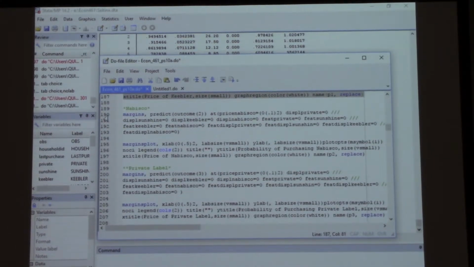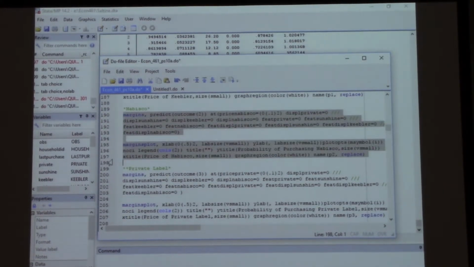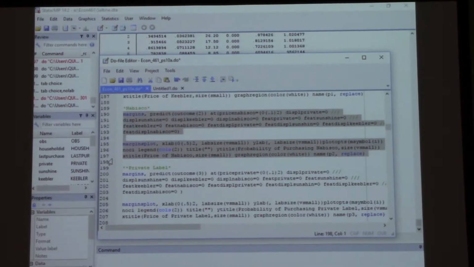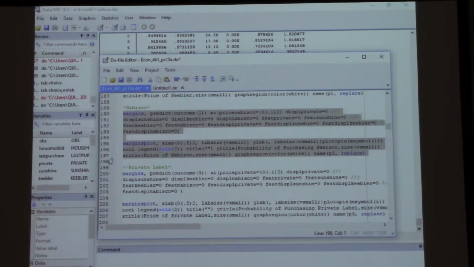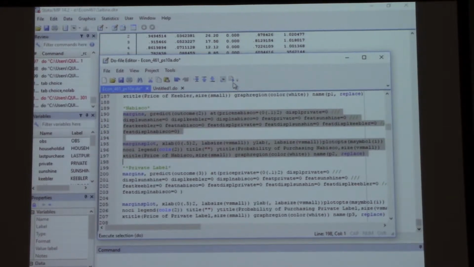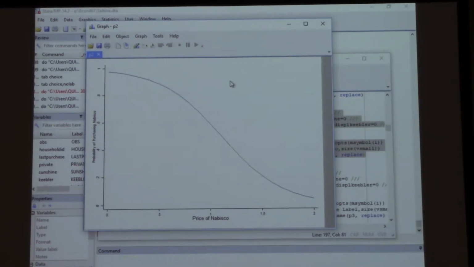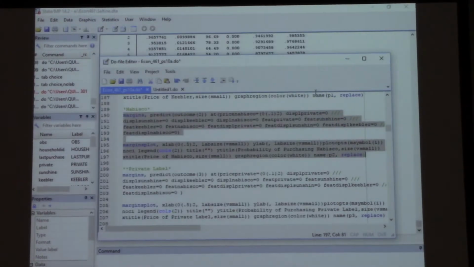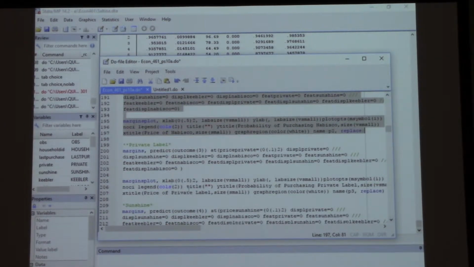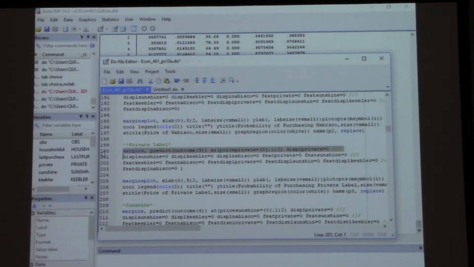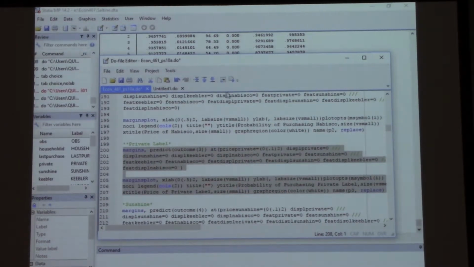So now we want to look at the own price effect for Nabisco. So it's outcome 2, and we want to run that against Nabisco. That looks nice. Private label is 3. And again, we're going to run that against private label. And we're going to want to look at those cross price effects.